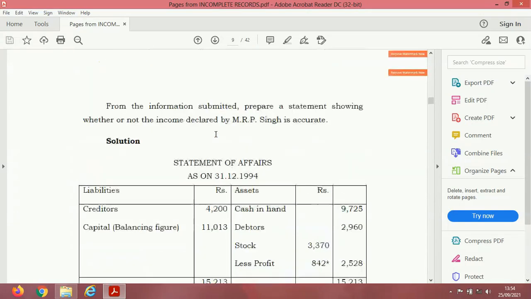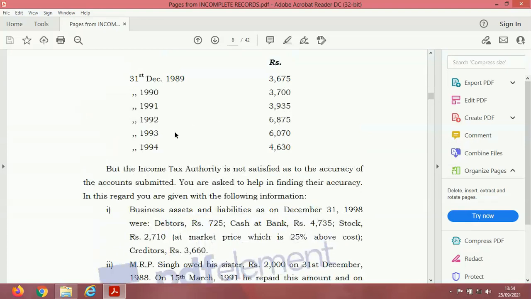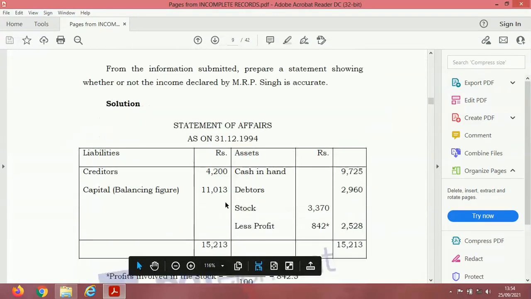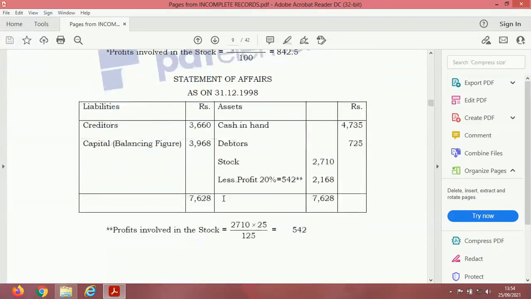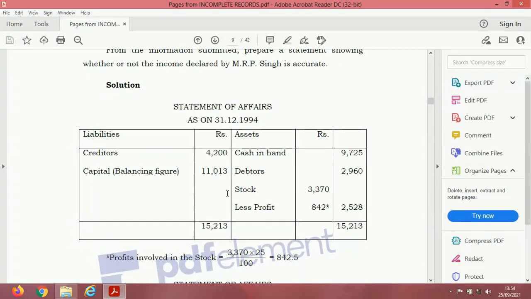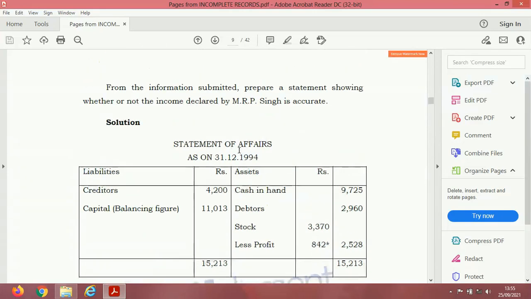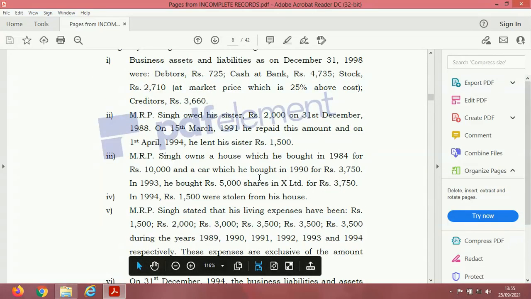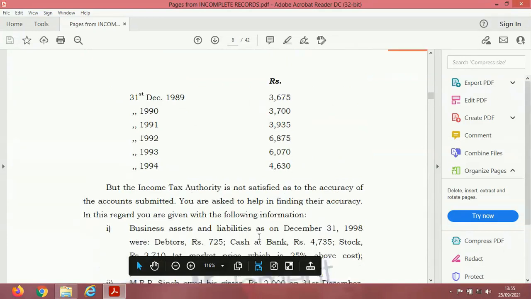In this case, how many years do we have? We have 1, 2, 3, 4, 5, 6. Then this is 94, 98. We are going to prepare statement of affairs for only 94 and 98. For only 1 year, because they are saying that we use this information which is here, this one, to be able to determine what is shown here is accurate.